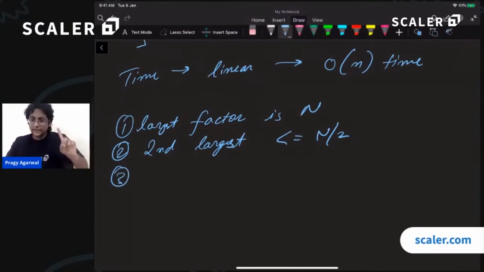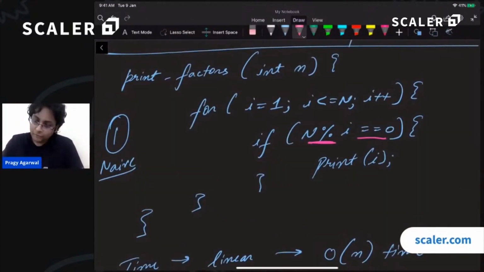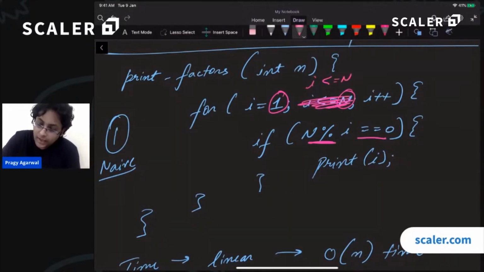So one thing that we can do right away is, instead of having this loop from 1 till n, we can modify this. So let me just modify this over here. I will say i is less than or equal to n by 2. And notice that this is integer division.